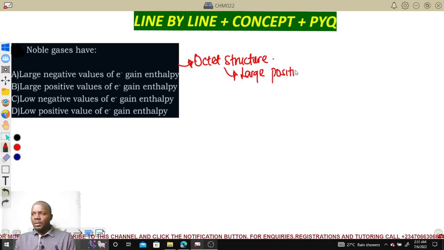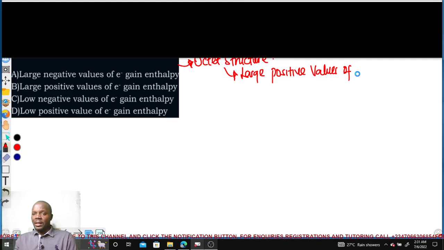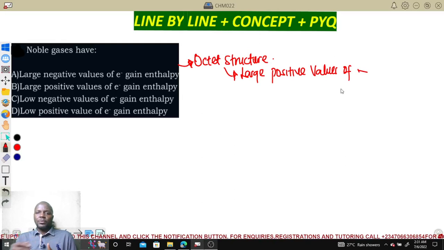positive values of electron gain enthalpy. The option is not showing, admin, as I'm calling you, of electron gain. I think it's loading, because they don't undergo reaction. I told you, a kind of van der Waals force is what acts between them. Yeah, it will come up. So you don't expect them to react. So that is the way it is.